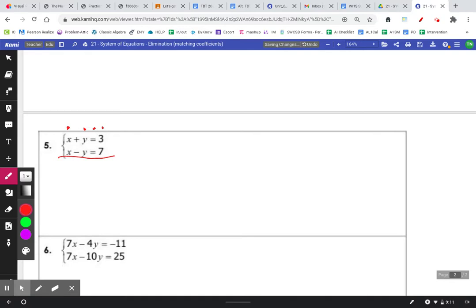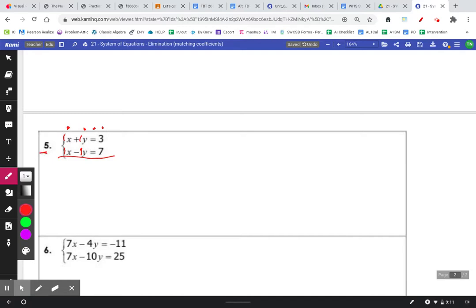Step 2 was to find a variable that has the same exact coefficient. So this right here is a 1x and a 1x. Those are exactly the same. This is a 1y and a negative 1y. Those are not the same, which is good. We're only going to be eliminating the x's here because I'm going to subtract now.